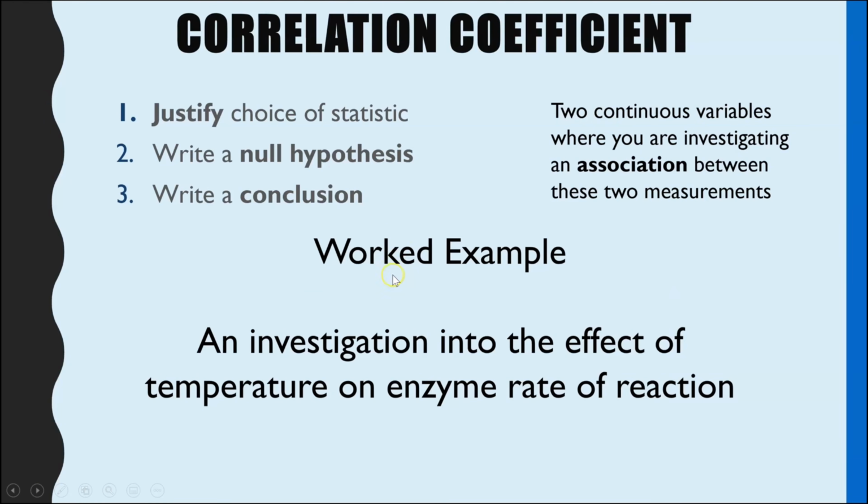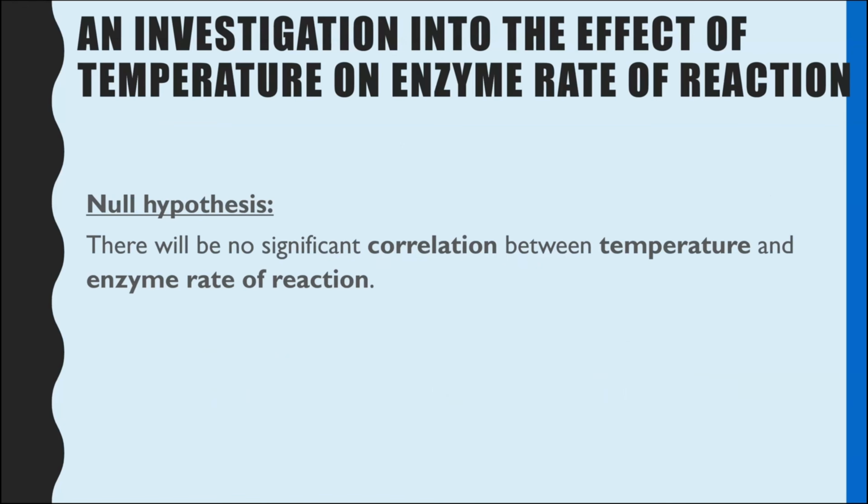We're going to go through a whole worked example to look at how to write a null hypothesis and the conclusion. And this example is linked to required practical 1, an investigation into the effect of, and I've picked temperature, on enzyme rate of reaction. So step 1, you need a null hypothesis. So this would be, you're stating there is no pattern, and in a correlation coefficient, the pattern is correlation. So we'll be stating there is no significant correlation, and you always have to say between the 2 variables. So between the temperature and enzyme rate of reaction.